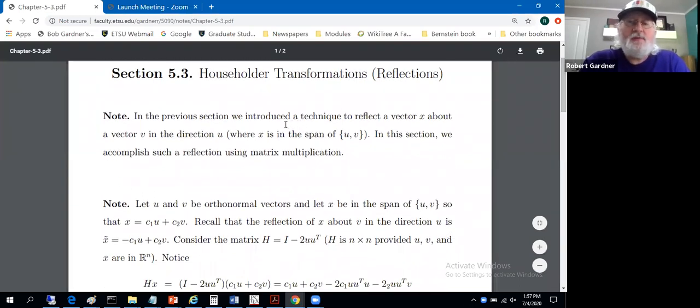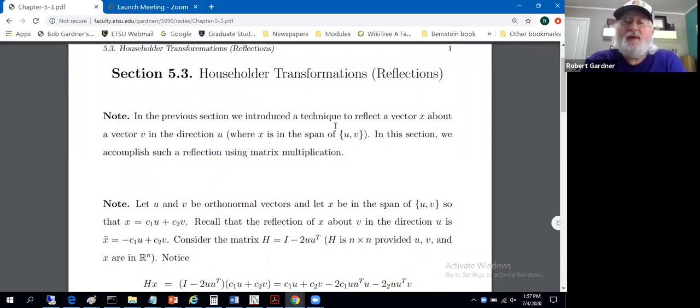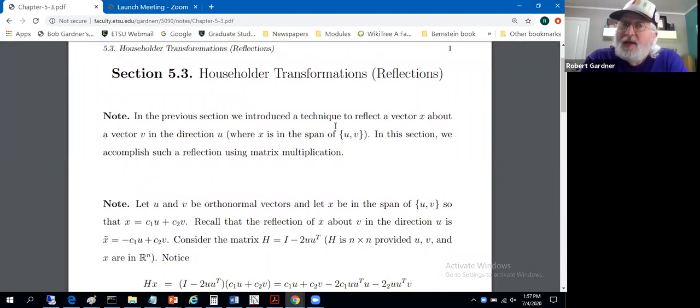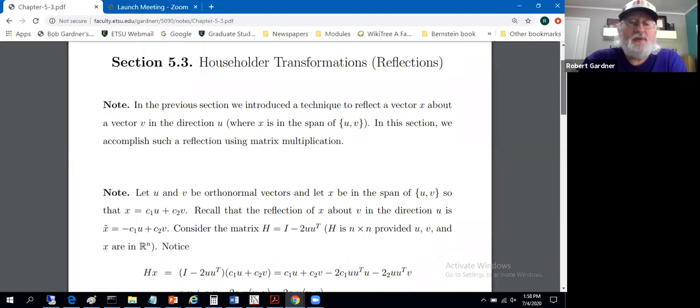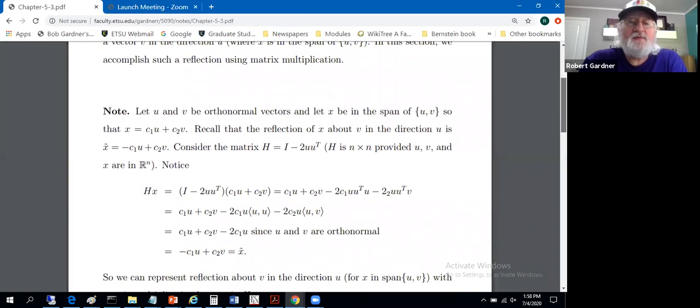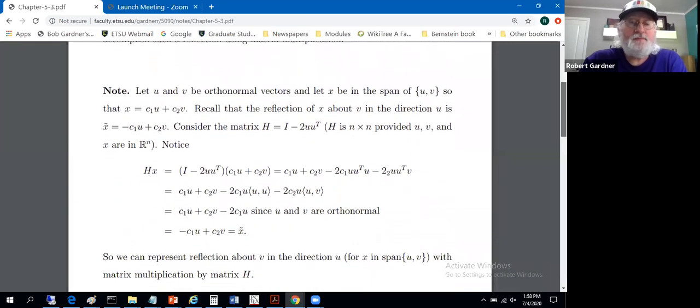In the previous section, we introduced a technique to reflect a vector x about a vector v in the direction u, where we required that x be in the span of u and v, and we had the little geometric illustration of it in section 5.2. In this section, we accomplish this with a specific matrix. We commented in passing that reflection can be performed by matrix multiplication. First thing we'll do is give the matrix that performs that. It's a fairly elementary computation.